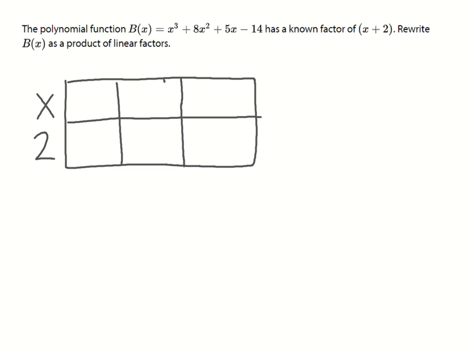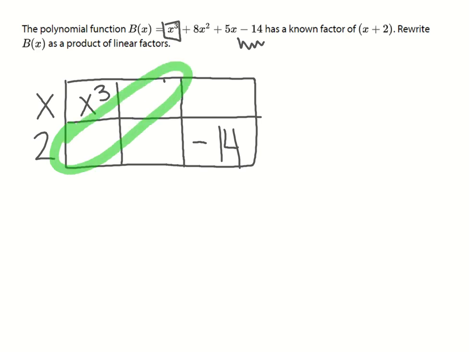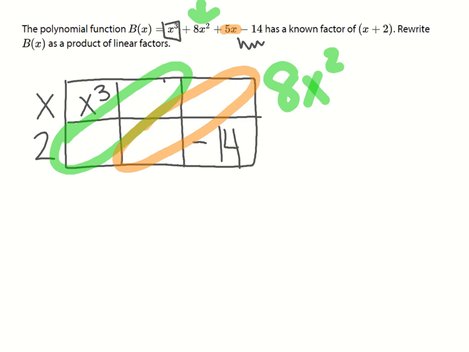So now, let's fill in what we know. I know in this top box, I'm going to have an x to the third. And I know in this bottom box, that comes from here. I know in this bottom box, I'm going to have a negative 14, because that's the end part of my polynomial. Now, I also know that when I combine these two terms, I'm going to get an 8x squared. When I combine these two terms, I'm going to get my 5x. Now, I don't know what those terms are exactly yet, but I can work backwards to figure it out.